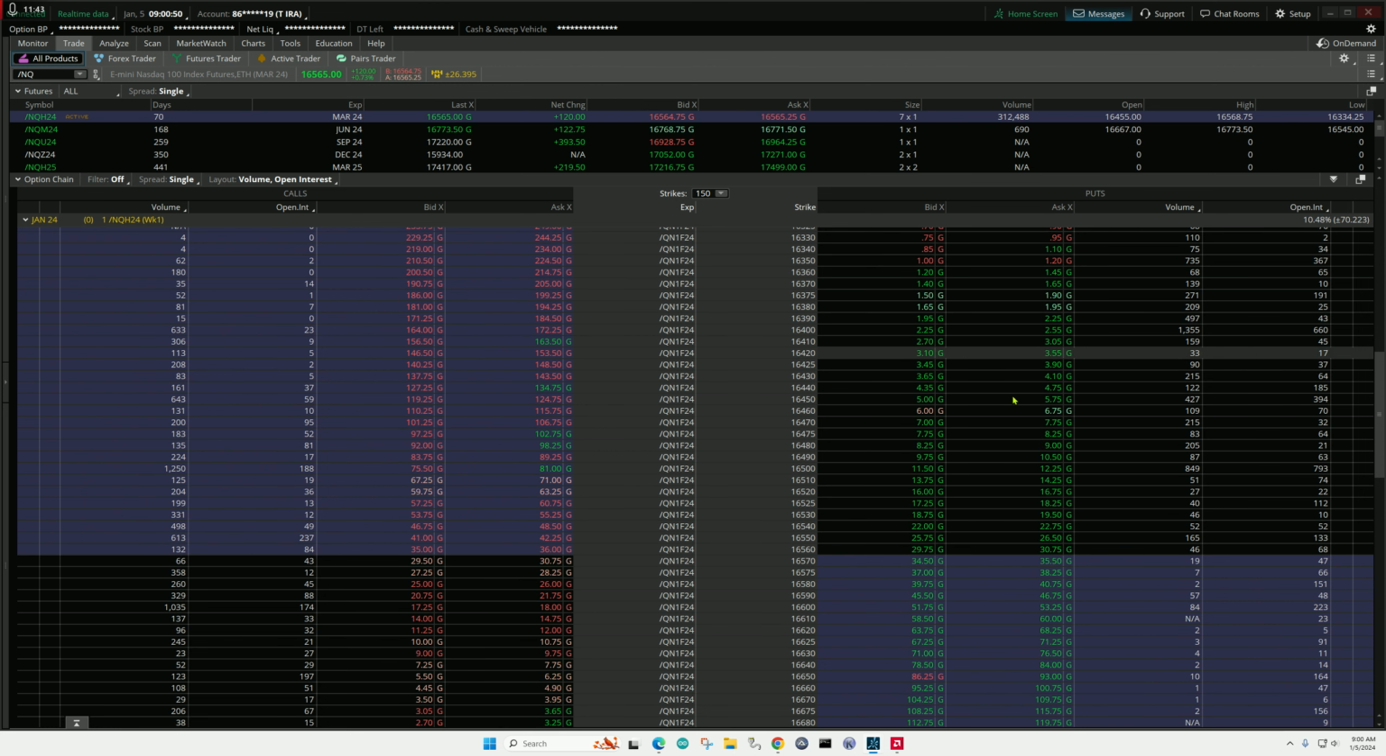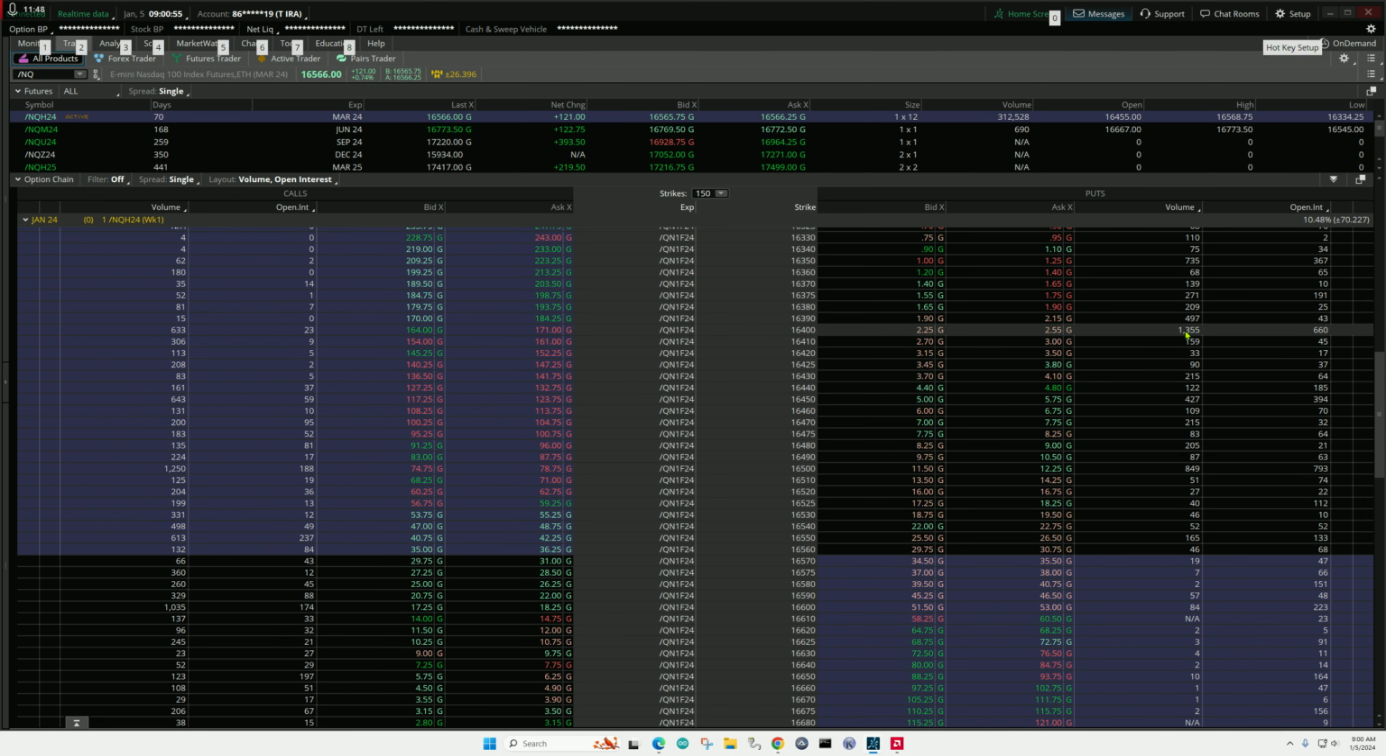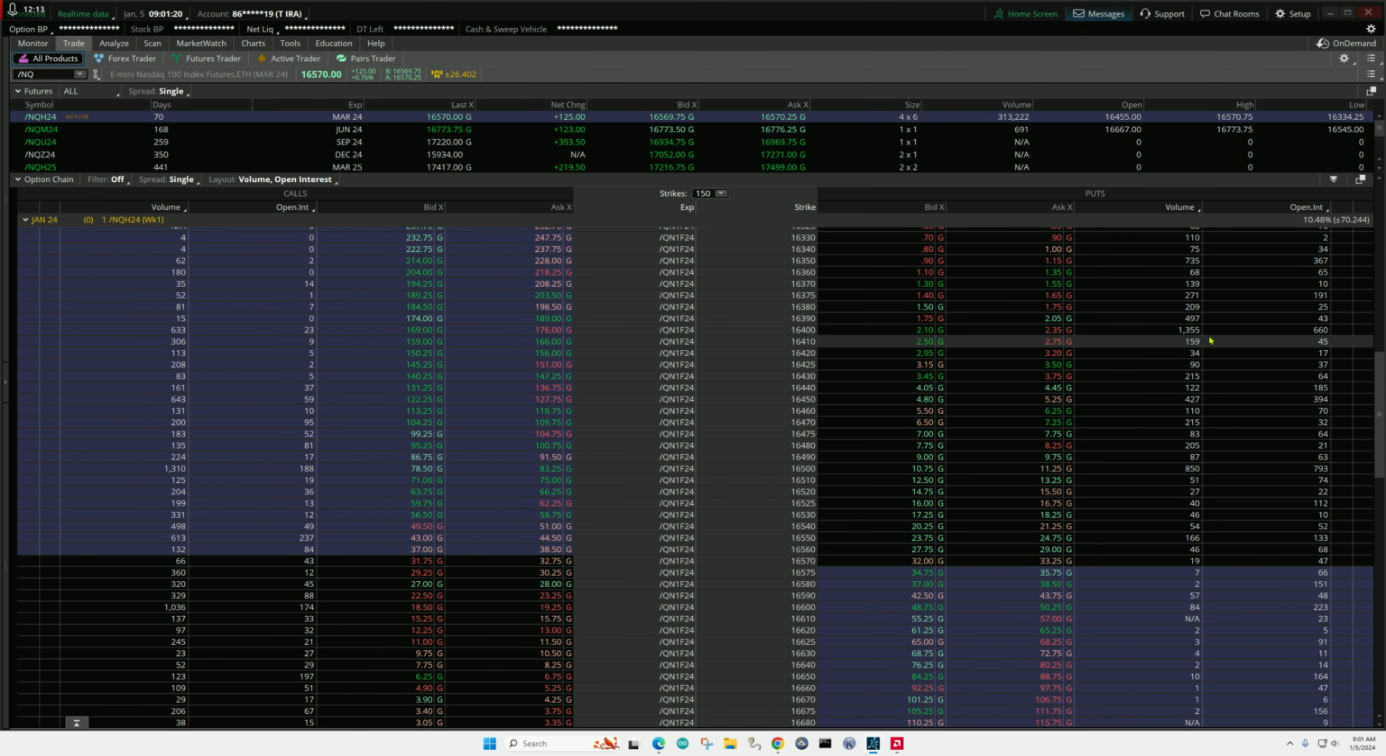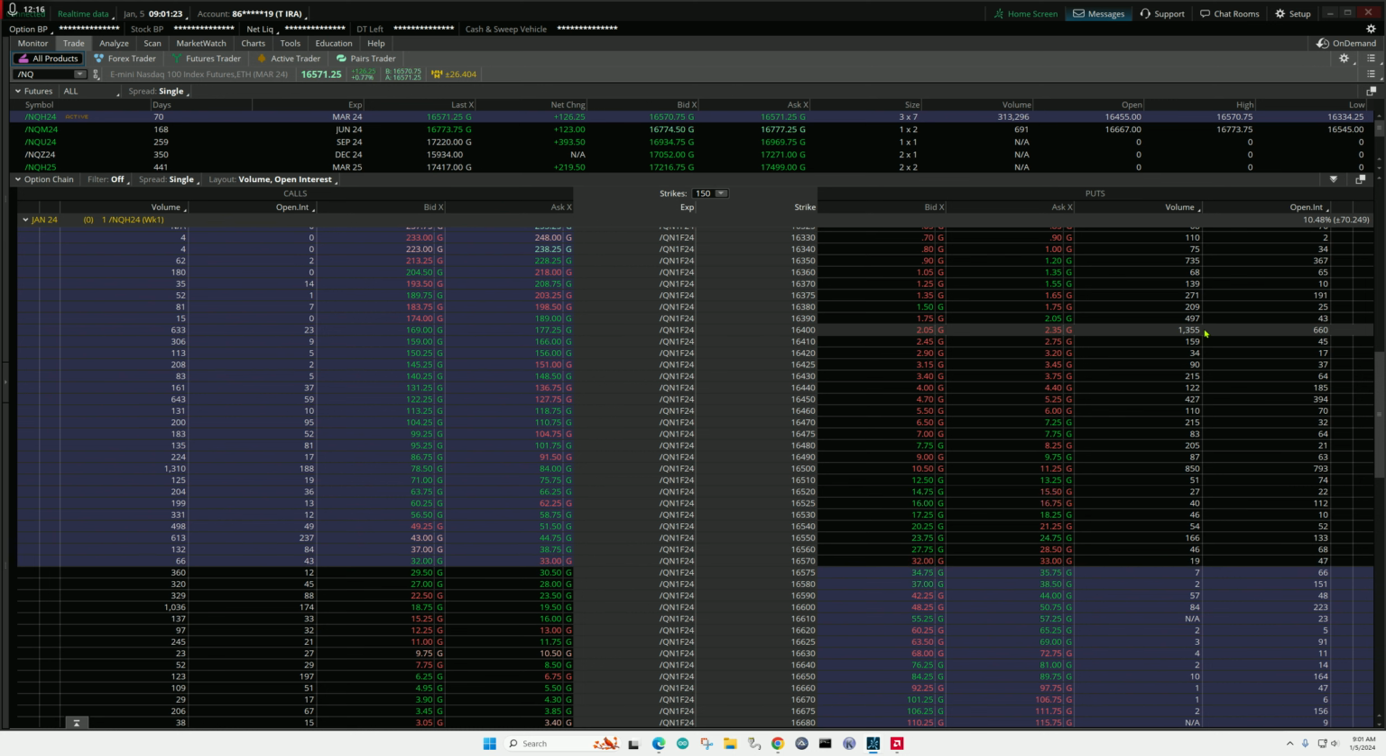You can't look at volume and say, oh, this is where price is going. Why? Because there's a tremendous amount of volume at 16,400 that all occurred pre-market, and you can see the overnight open interest was 660. So price dropped down to 16,380, something like that. And so that's where most of these positions were. People took their profits, or stop losses were hit, and positions were closed.